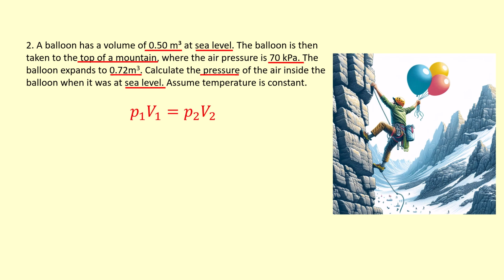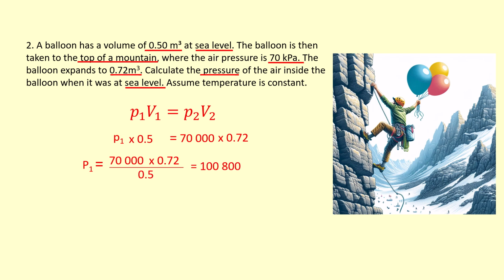We can assume the temperature is constant, so we can use this equation. P1 is the pressure we're trying to find at the beginning, at sea level. Volume at sea level was 0.5, and the pressure at the top of the mountain was 70,000 pascals, and the volume at the top of the mountain was 0.72. So now we divide both sides by 0.5 to get the pressure P1. So divide both sides by 0.5, and you get 100,800 pascals.